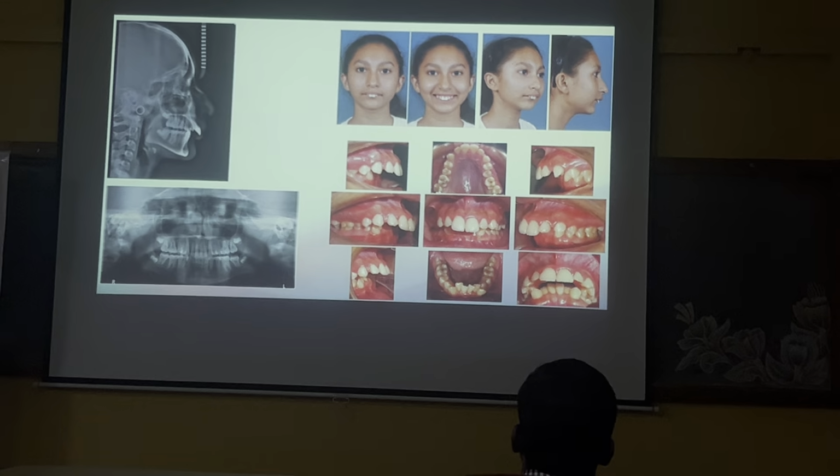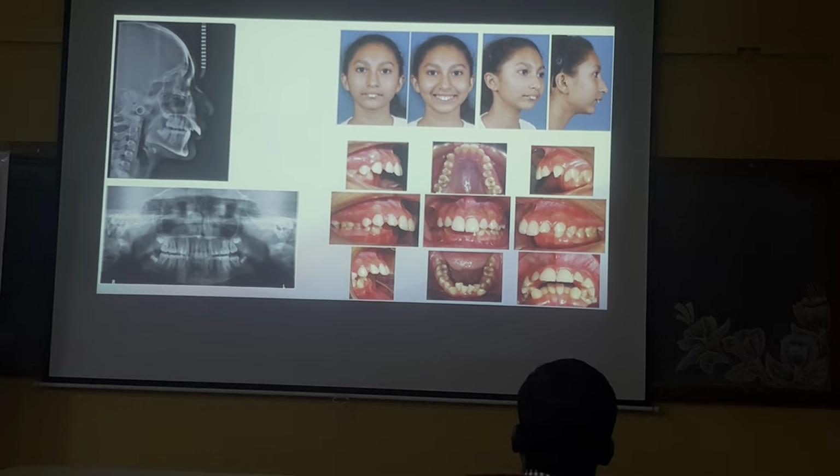Look at the comparison of the pre and post twin block cephalogram. This is the comparison of before and after the twin block appliance. See how the relaxed lips close, the smile is improved, convexity is reduced.